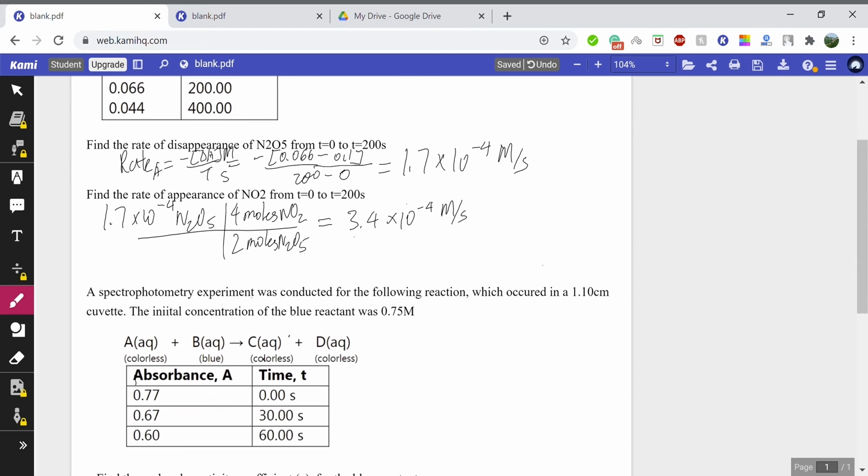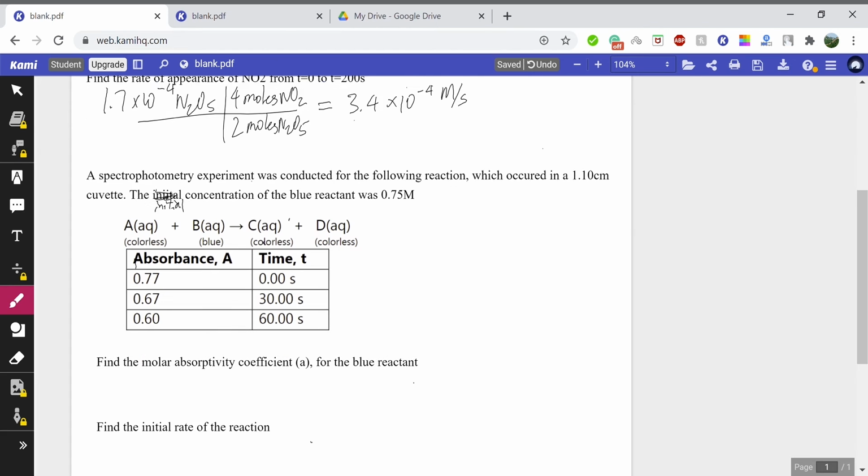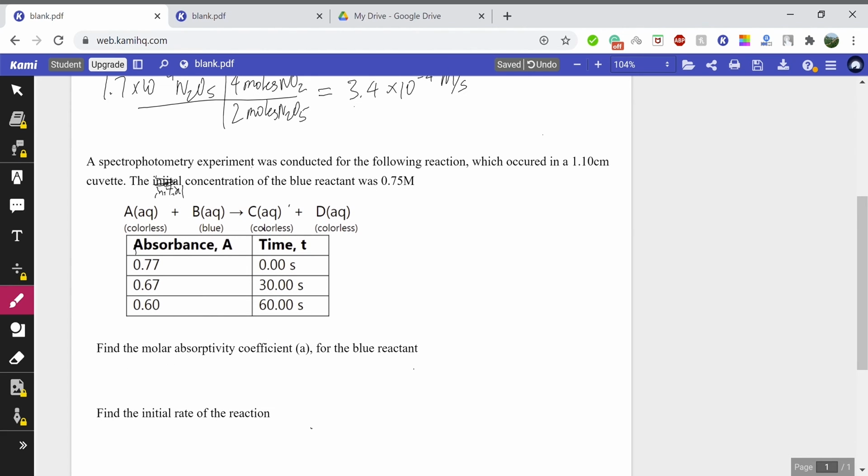Next, we have an experiment that was conducted in, the length is 1.10, and the initial concentration was 0.75. Now we find the molar absorptivity coefficient a. So this is when we use Beer's law. Big A is equal to little a times b times c. And then big A, which is absorbance, is given here.